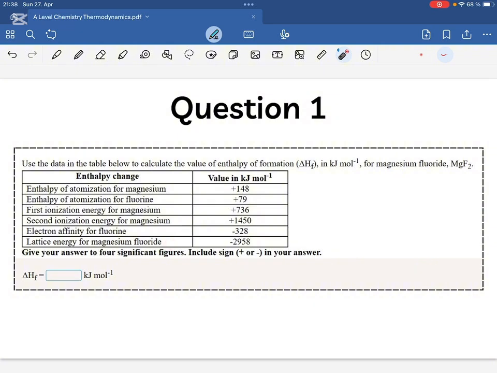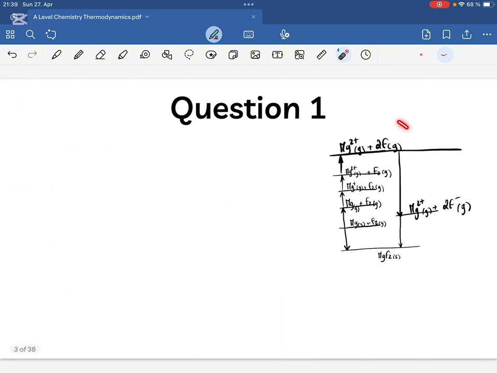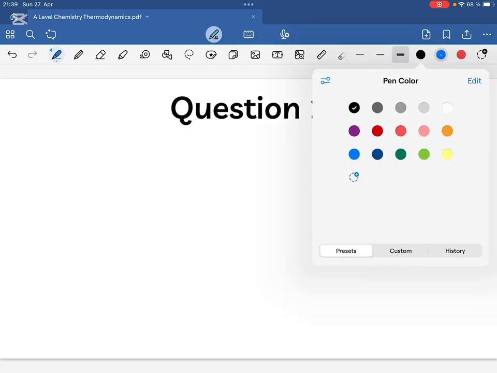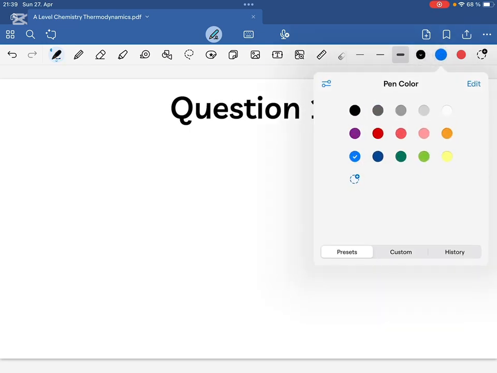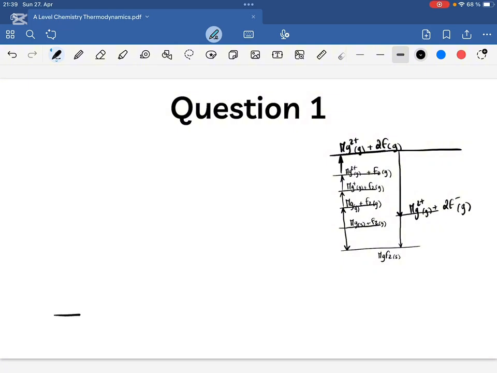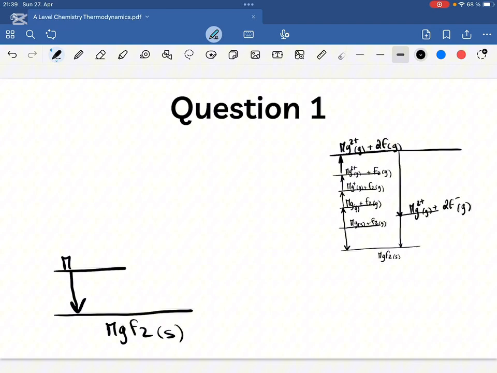Now, this is a classic thermochemistry problem where we have to use the Born-Haber cycle to determine the delta H formation. So let's start by constructing a Born-Haber cycle. I've already constructed one over here, but I'm going to do it again, starting with step 1. To construct a Born-Haber cycle, first you have to place the ionic solid at the bottom. You can form an ionic solid from the elements in their standard state. Magnesium exists as a solid, and fluorine exists as a gas at standard state conditions.